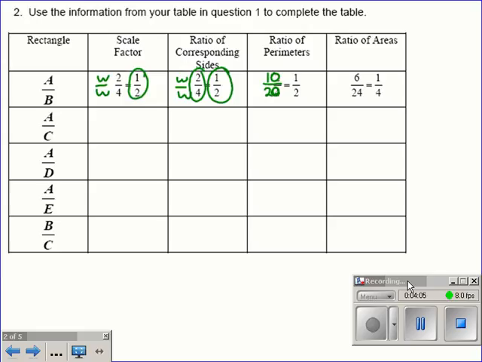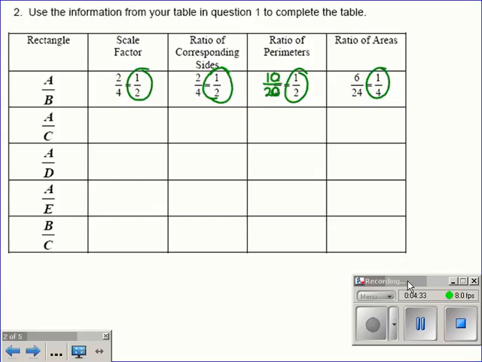What's the area for A? 6. What's the area for B? 24. And all of a sudden we get an answer of 1/4, okay? This does mean something. It might not mean something to you right now, but these answers, 1/2, 1/2, 1/2, and then 1/4, they do mean something specific.